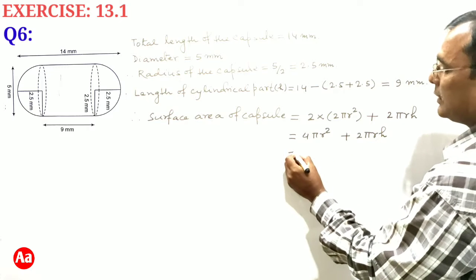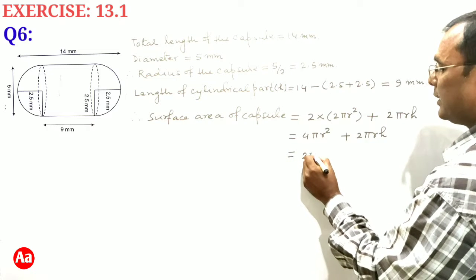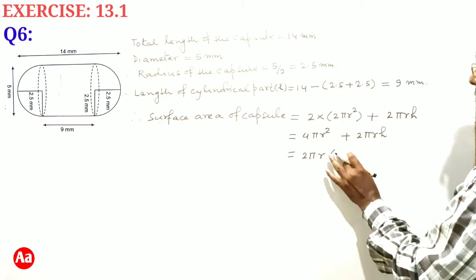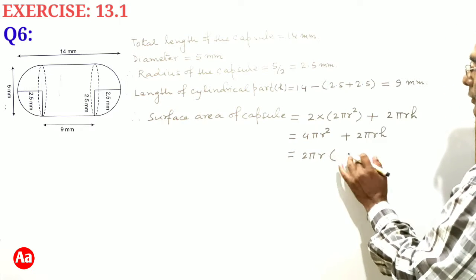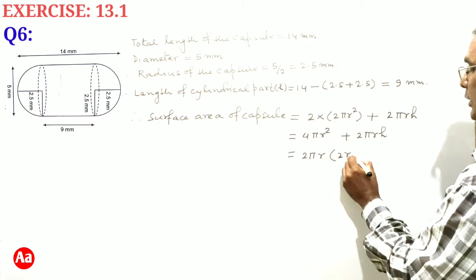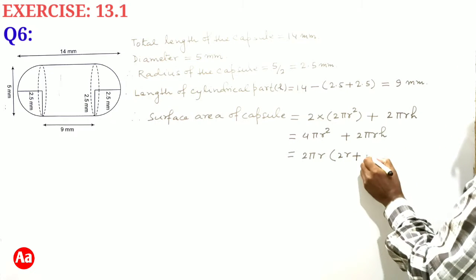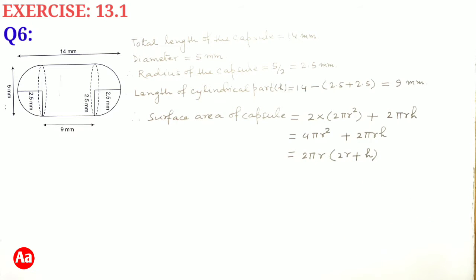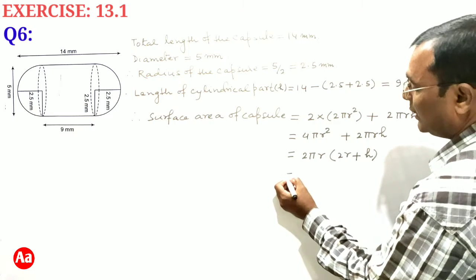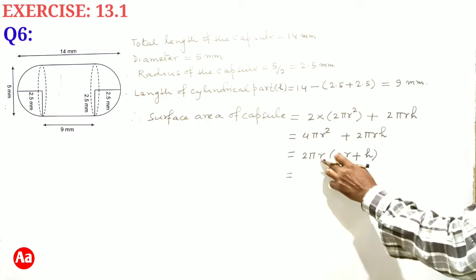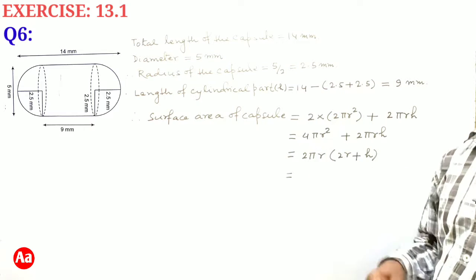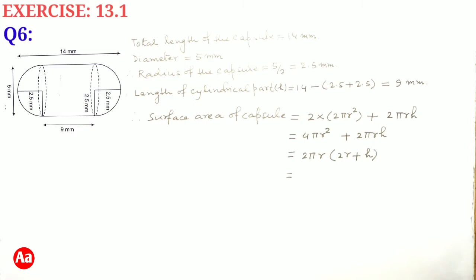If we take 2 pi r common, then 2 r is left from the first term, plus h is left from the second term. So it is 2 pi r into (2 r plus h). Now let's put values of pi, radius r, and height h of the cylindrical part of the capsule in this formula.